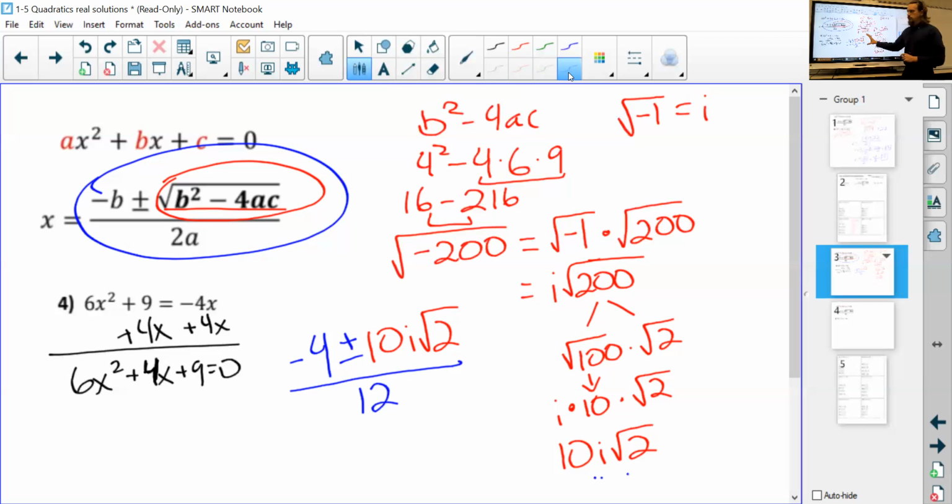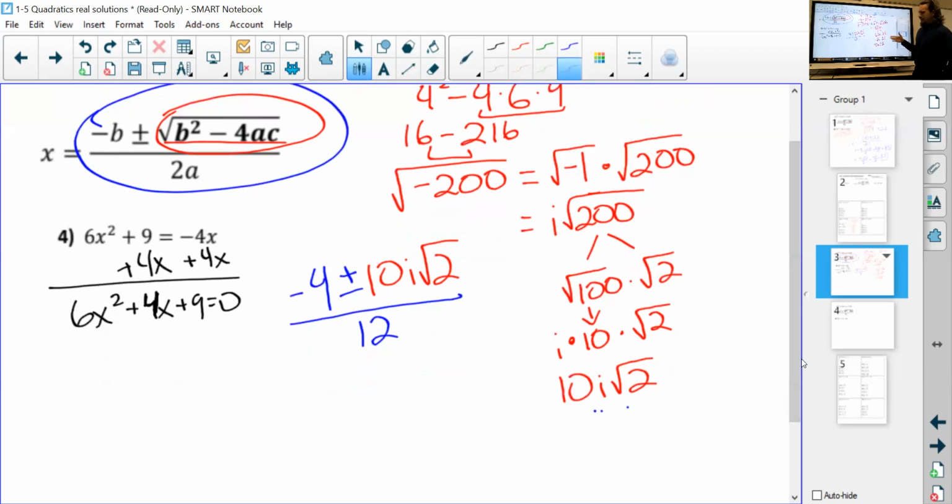Okay? Last thing we need to do just to clean this up is simplify our fraction as best we can. We're not going to split this into 2 separate equations because we're not going to get good answers. We can't really work too much with 10i square root of 2. So we think, what can I simplify 4 and 12 by? And we can also divide 10 and 12 by. What common factor do 4, 10, and 12 all have, which is 2. So I'm going to divide 4, 10, and 12 all by 2, and that's going to give me negative 2 plus or minus 10 divided by 2 is 5i square root of 2.